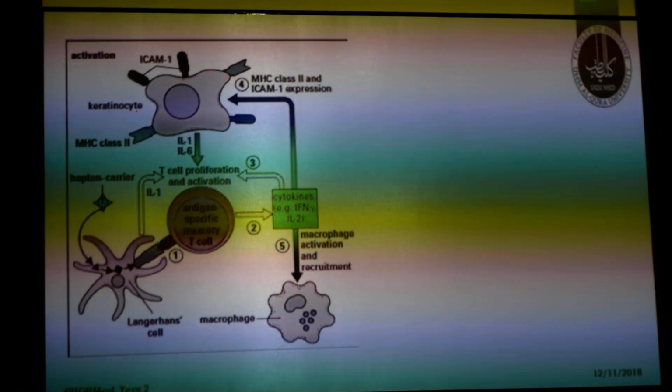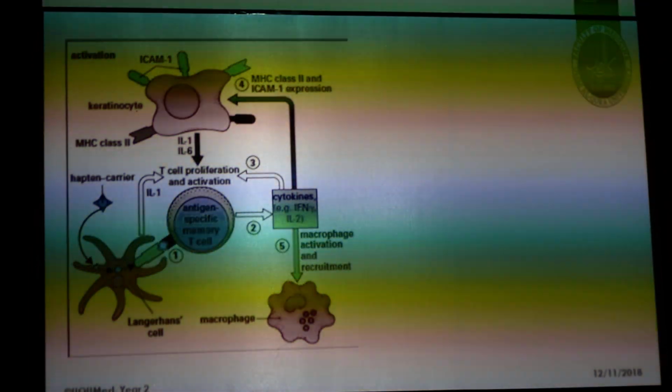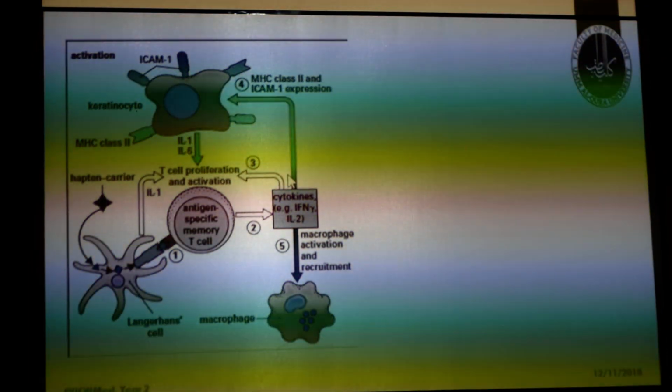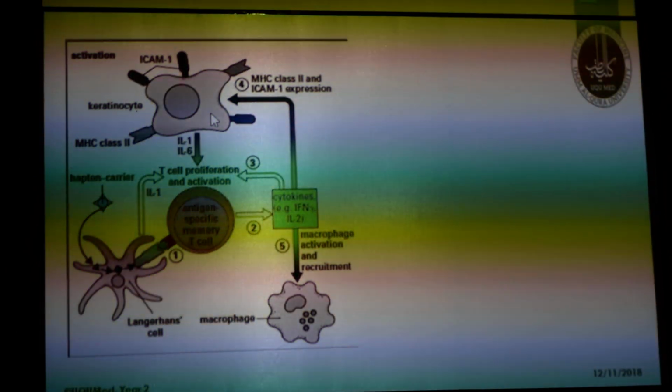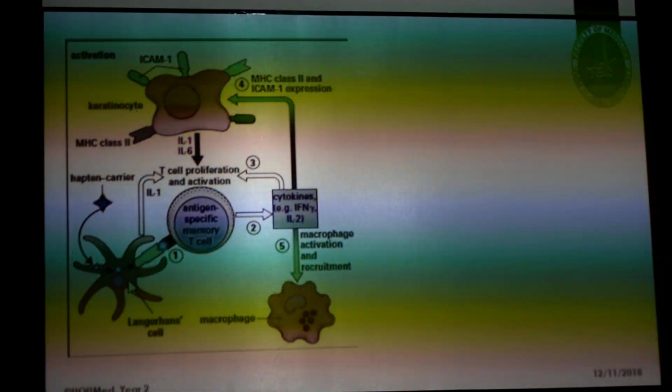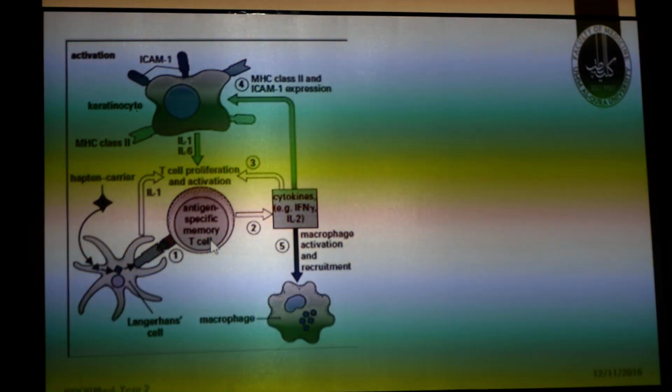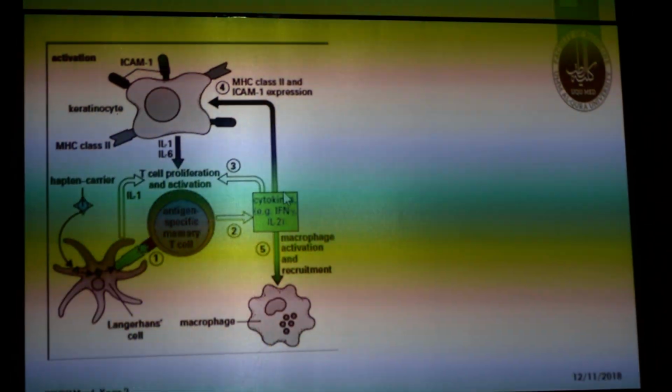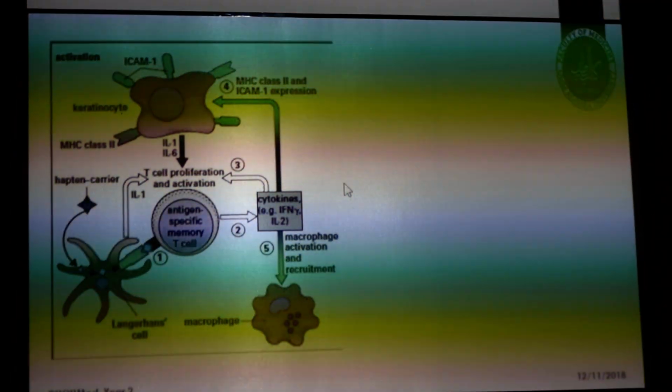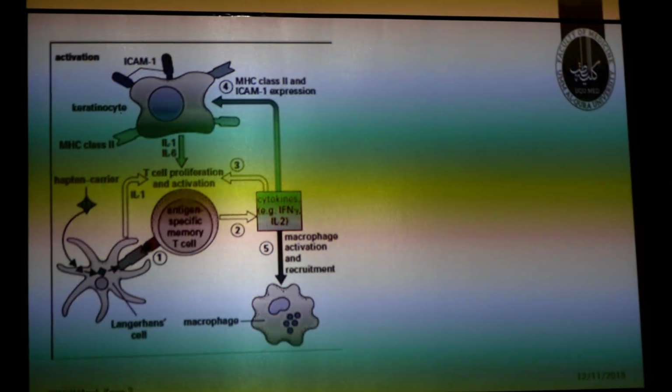Now this is the whole thing. Who are involved here? You can see this top cell is the keratinocyte. It has got the allergen inside it. This is the dendritic cell. They have captured it and activated the cell, and the macrophages are also involved. But it will occur as long as the allergen is there.